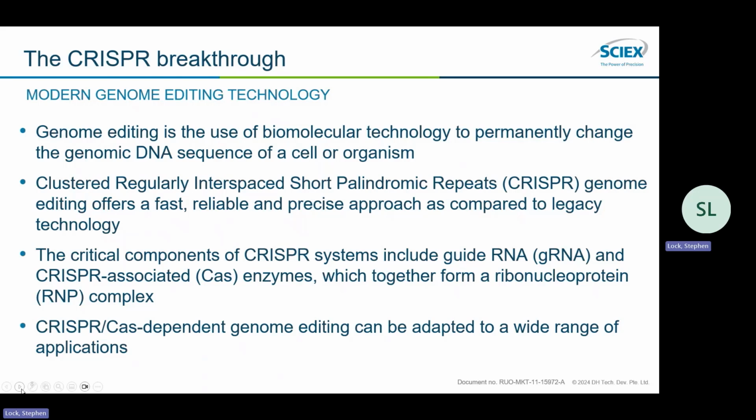The critical components of this approach are really the guide RNA and the enzymes. The guide RNA actually directs the enzymes to the portion of DNA which is going to be edited, and they form a ribonucleoprotein complex. CRISPR-Cas-dependent gene editing can be adapted to a wide range of applications, and the first drug in this particular space was just recently FDA approved.